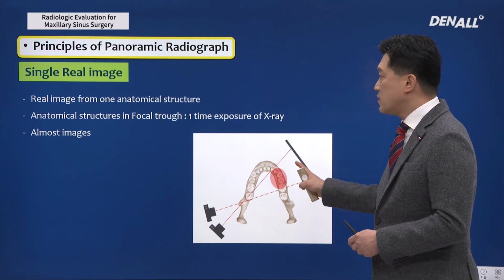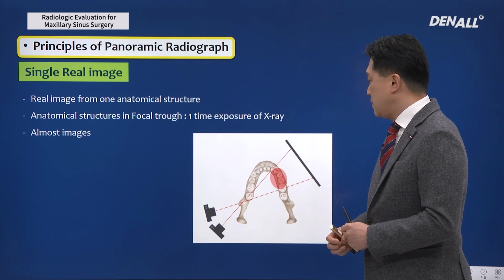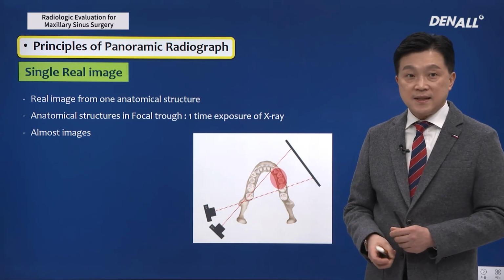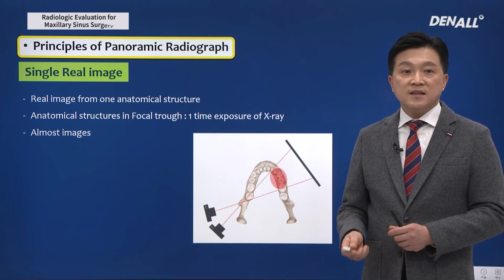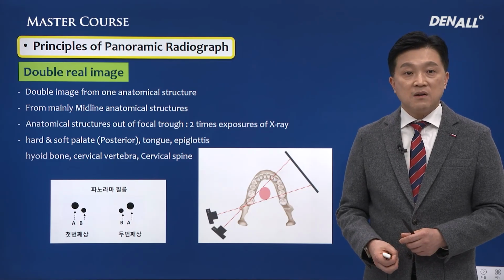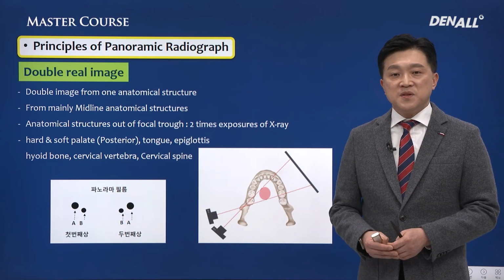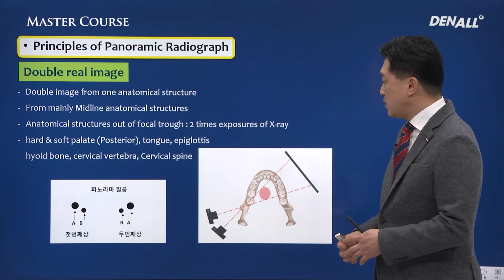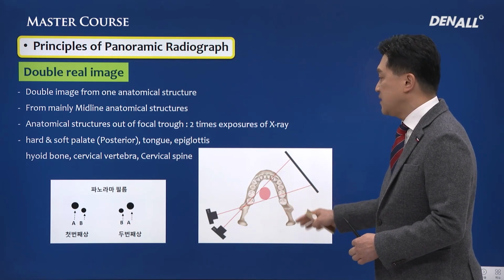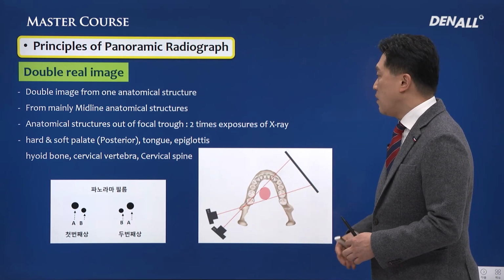The subject is within focal trough, and this kind of image can be gained. Second, double real image can be gained. Subject is outside the focal trough. Images of hard and soft palate, tongue, epiglottis, hyoid bone can be gained.